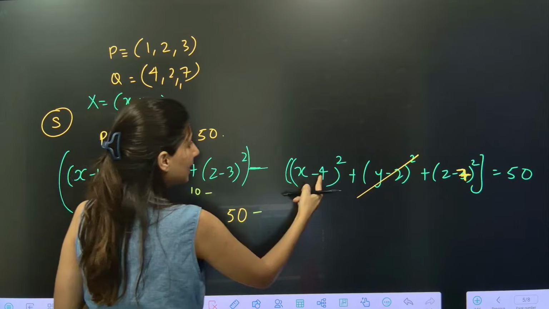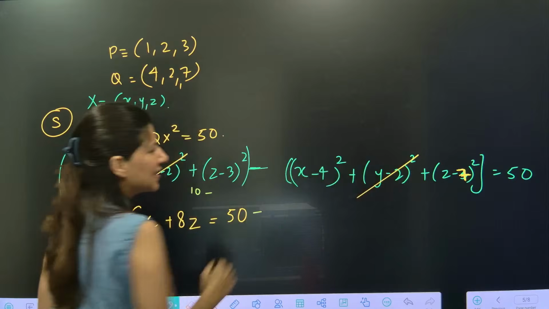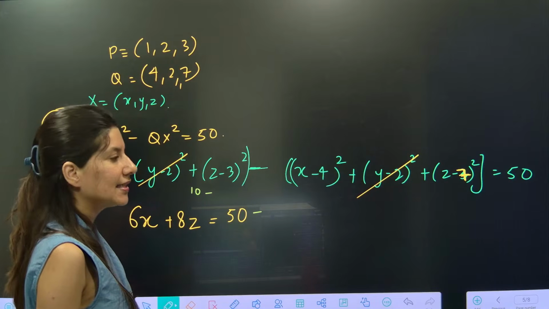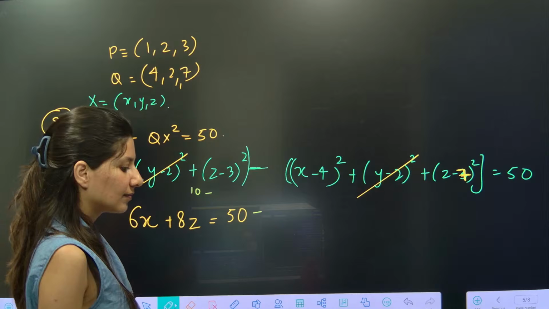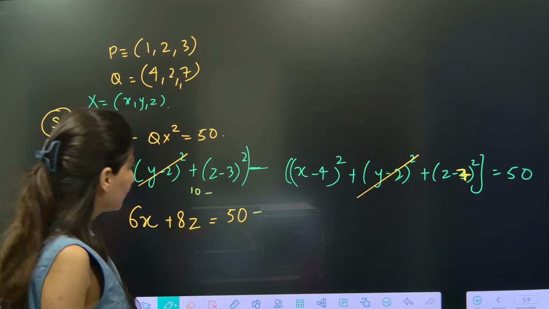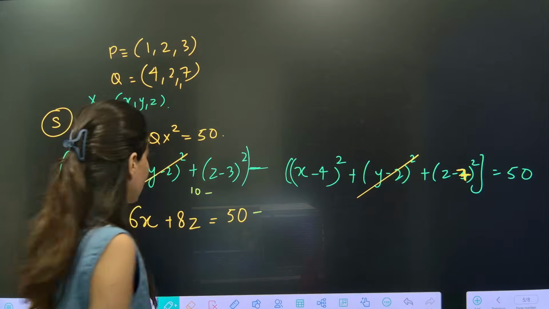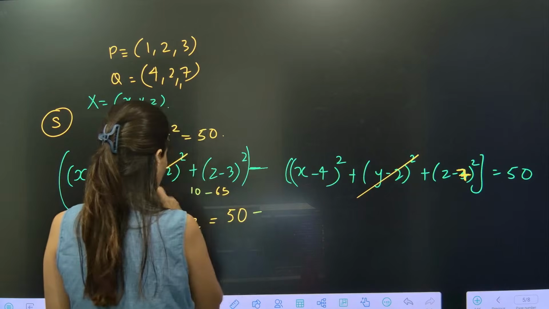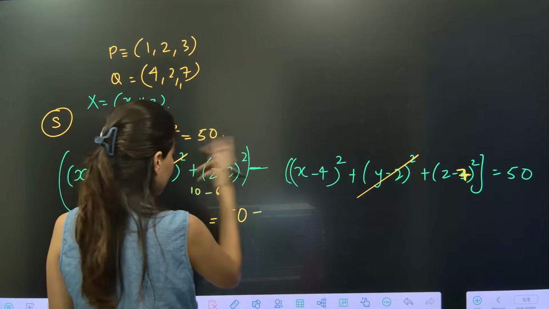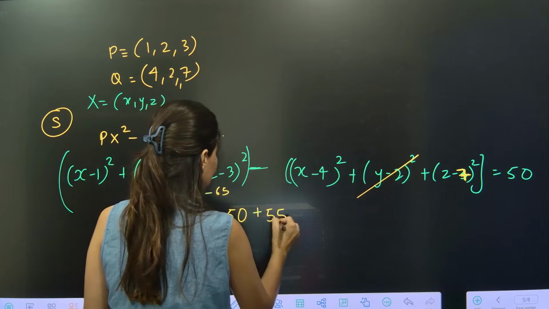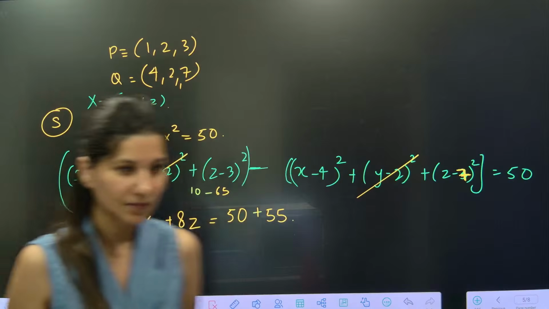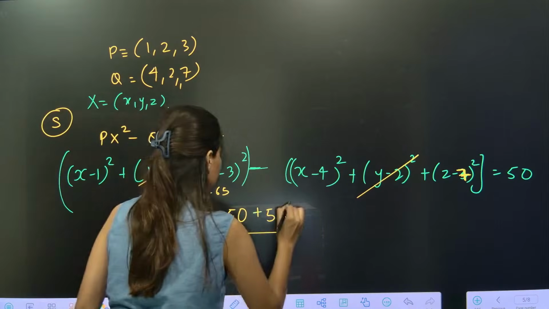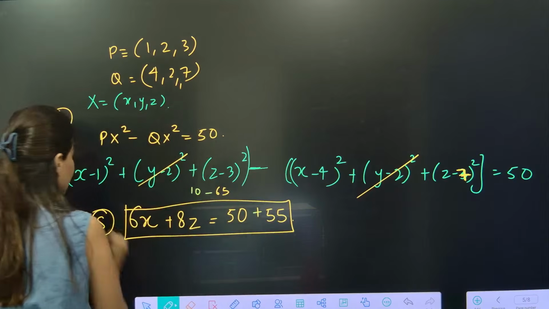Okay, so this is going to be 50 minus, now this is 10, here you will get 10 minus, this is what? 49 plus 16, that is 65. So 10 minus 65 gives minus 55, so plus 55. Is it correct? Now is it correct? Tell me. Yes, this is absolutely correct. This is your S.